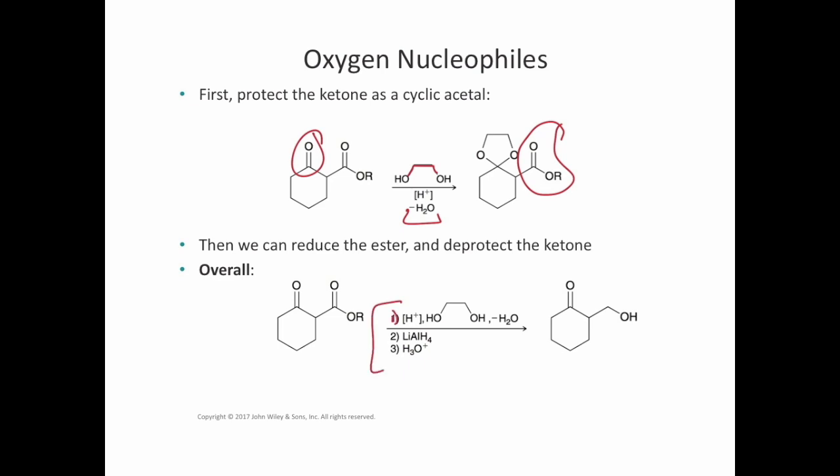So one would be acetal formation to get to this product. Two would be lithium aluminum hydride reduction, which would get you to that primary alcohol, but your acetal would still be formed. And then acid and water would remove the acetal and take that back to its starting ketone.